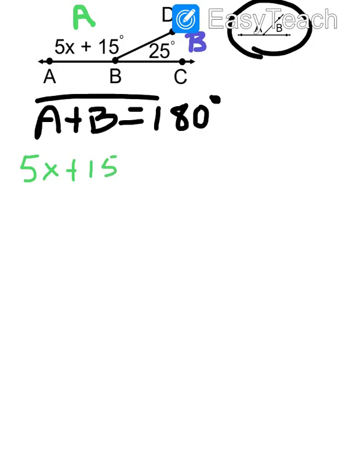And that has to be added to whatever B is, which in this case is 25. And both of those together have to still be 180 degrees. Okay, so now we have to go about solving it. So let's make sure that we understand that we're going to combine these two here because they're like terms. 15 and 25 are like terms. They do not have an x, so they cannot be combined with the 5x. So we're only focused on those two right now.